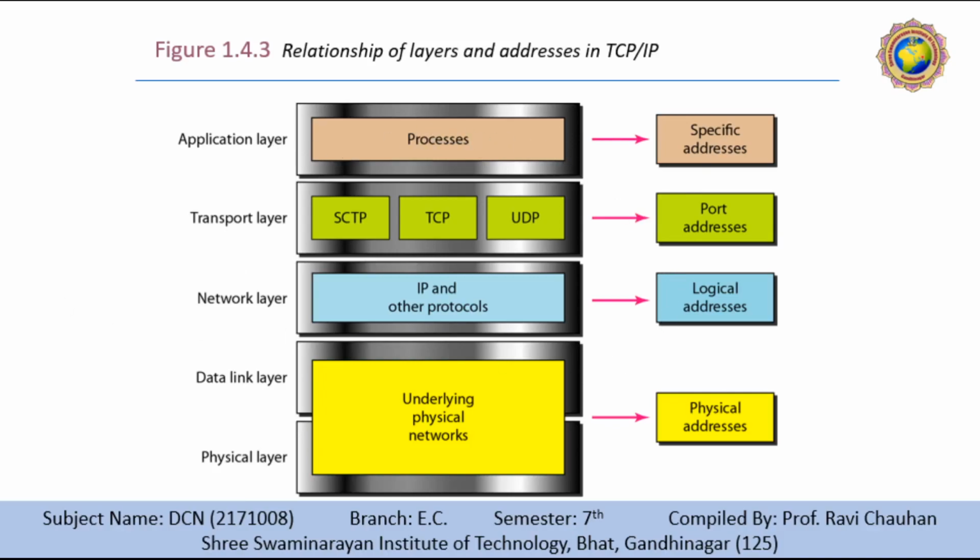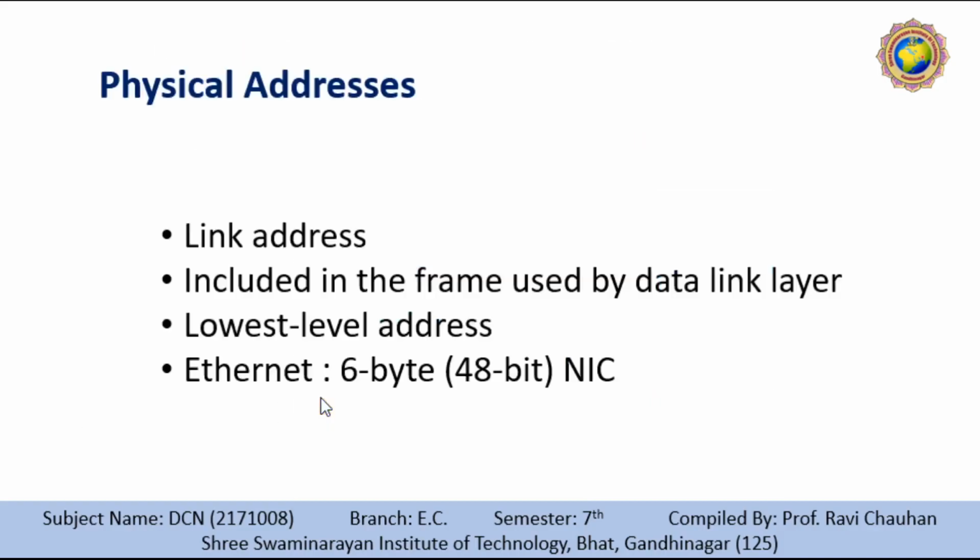So in the physical addresses, what will you see? It is just a physical address, known as a link address, and it is the address of the node as defined by its LAN or WAN. It is included in the frame used by the data link layer, which is the lowest level address. The physical address has authority over the networks in the LAN or WAN. The size and the format of this address vary depending on the network.